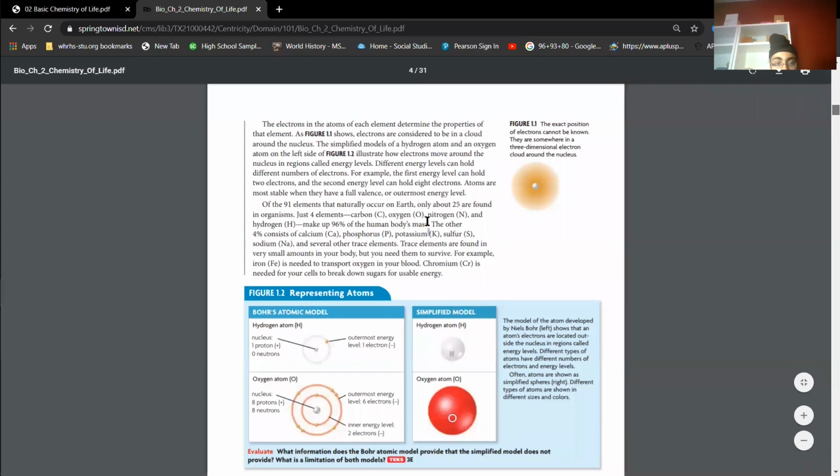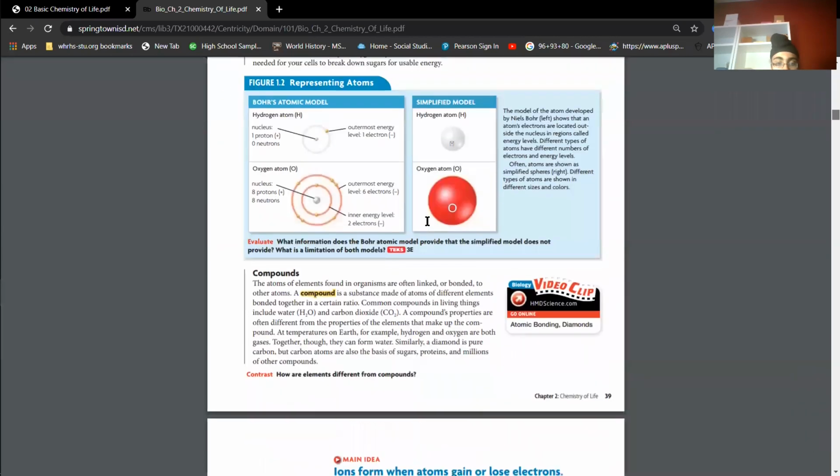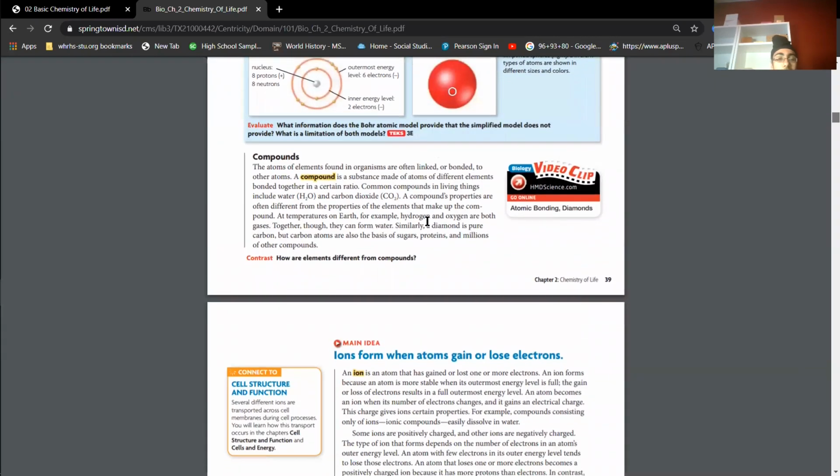Okay, so there are 2 different types of things, or not bonds, but how atoms can mix and bond. The first is a compound. A compound is a substance made of atoms of different elements bonded together in a certain ratio. Common compounds are water or carbon dioxide. Notice that they contain different elements. Compounds always contain different elements.